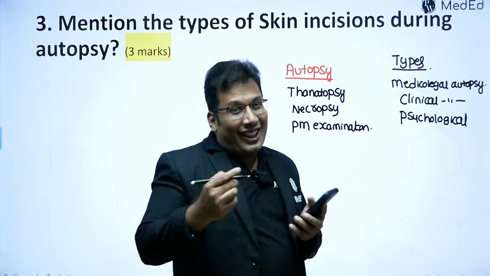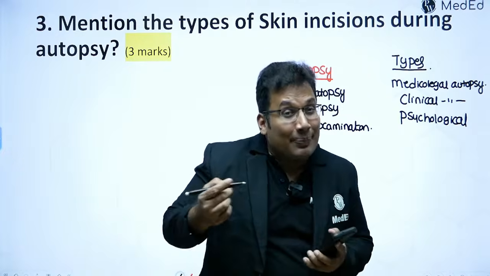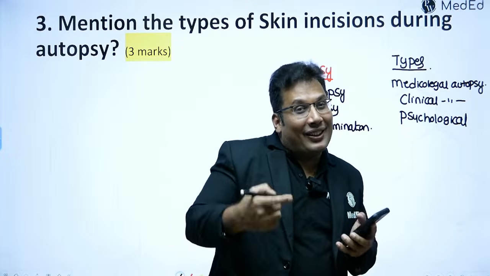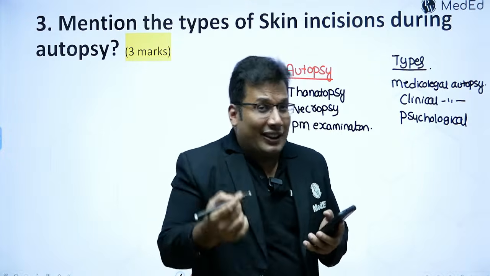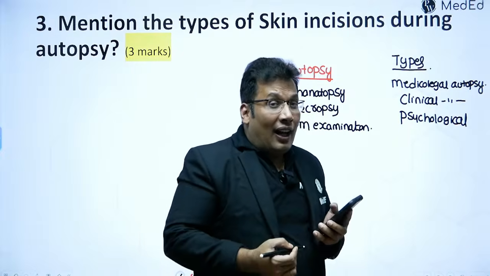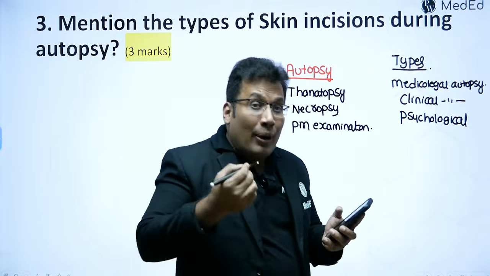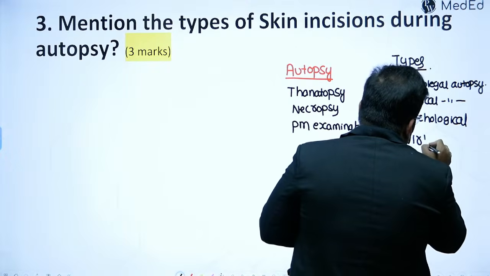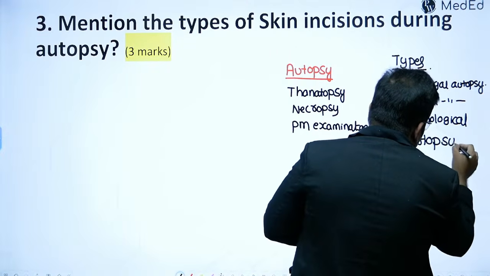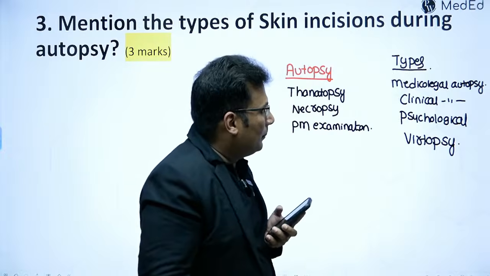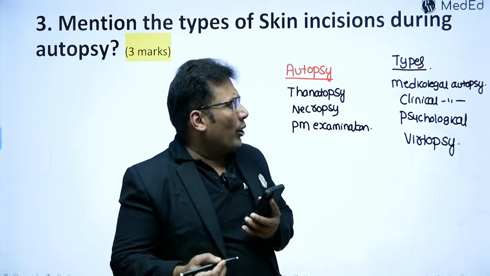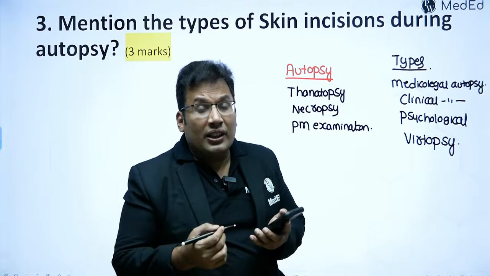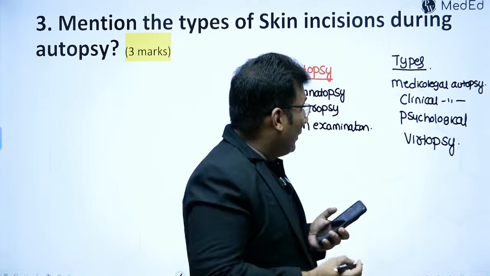That is basically a questionnaire to find out the mental status of the person, especially in case of suicidal death, to find out whether there is depression and some other associated condition. Autopsy can also be done with the help of MRI and CT scan, which is known as virtual autopsy. So there are basically 4 important types. Okay, good.